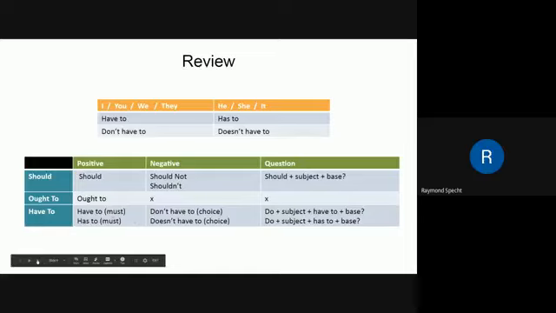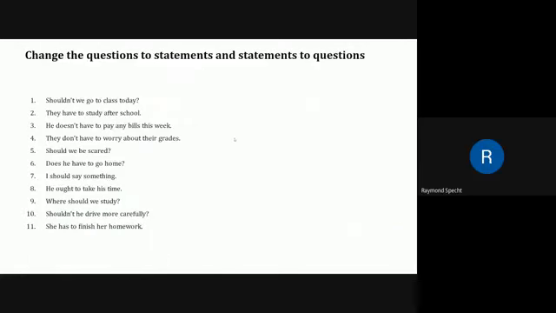All right, let's take a look at our next page, where we're going to start to do exercises. Here you're going to change the questions to statements and statements to questions. If it's a question, you change it and make it a statement. If it's a statement, you make it a question. I'm going to give you 10 minutes to go through this. Rewrite the sentences, so take 10 minutes and go through this.